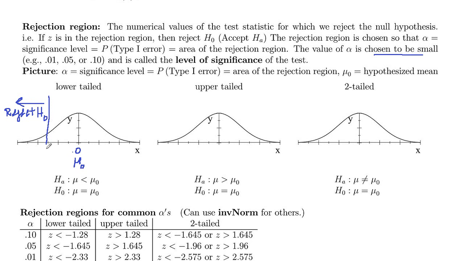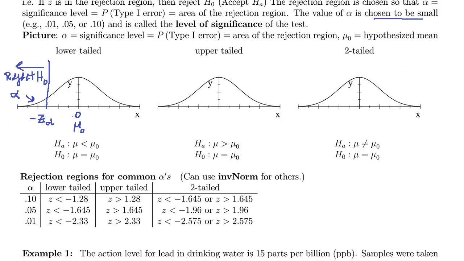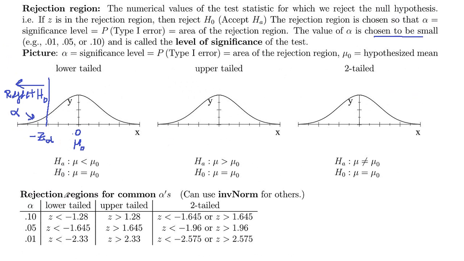And then we want to know what's the cutoff there. Well, this area here is alpha. So that means this is going to be the negative of Z alpha if you're looking at a lower tail test. Depending on what alpha is, that's going to determine what that value is. For example, if alpha is 0.05 and you're doing a lower tail test, then that z-score is going to be negative 1.645.